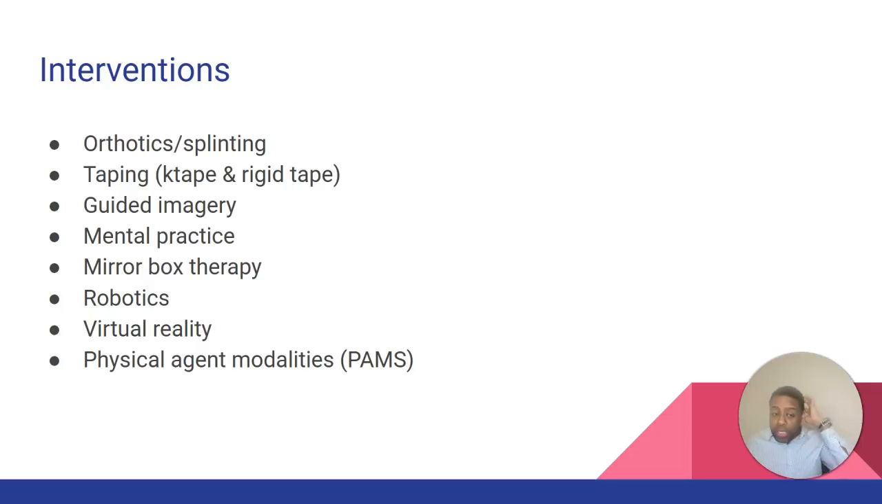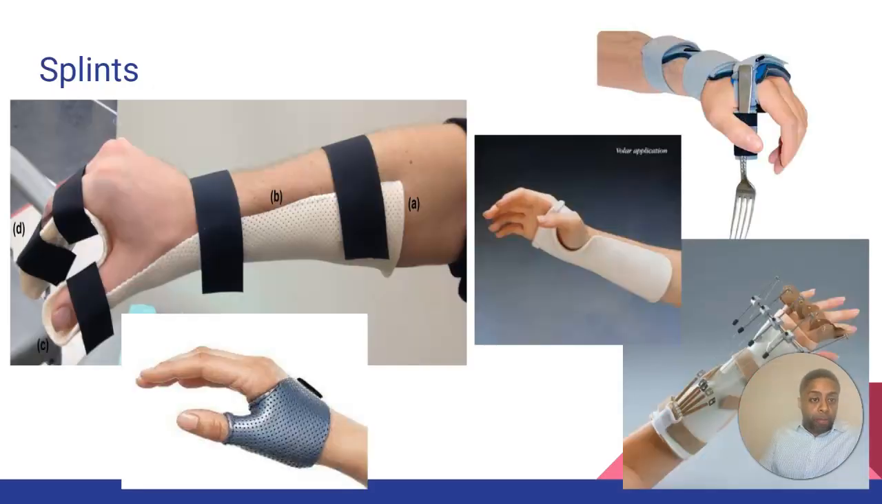Physical agent modalities: there are different types of modalities out there. NMES, neuromuscular electrical stimulation, is for motor recovery. TENS unit is for pain management. Other modalities include diathermy for pain and ultrasound for pain, with limited evidence, of course. Most commonly used, at least in my practice, are neuromuscular electrical stimulations.